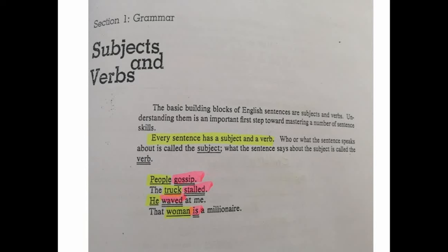Stalled, stopped. Then he waved at me. He is the doer. He is the one who did the action. What did he do? Waved at me, like saying goodbye to me or hello, using his hand. That woman is a millionaire, mashallah. Who is a millionaire? Woman. So woman is the subject and is the verb.